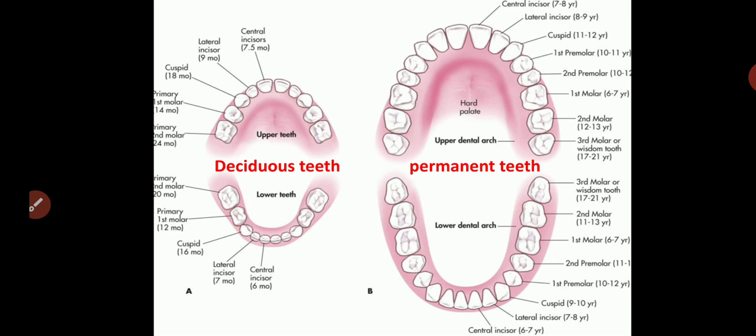Here you can see the diagram of the deciduous teeth as well as the permanent teeth. The number of teeth you can also see there. So these deciduous teeth are in a child and the permanent teeth are in an adult.